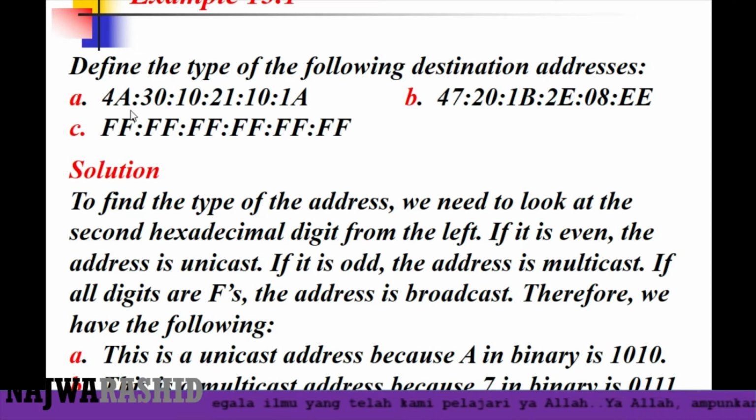And how about C? Okay, this one is all F. All the digits are equal to F. F in hexadecimal, when you convert, becomes 1111. So that means all the digits are equal to 1. This is a broadcast address. Simple.